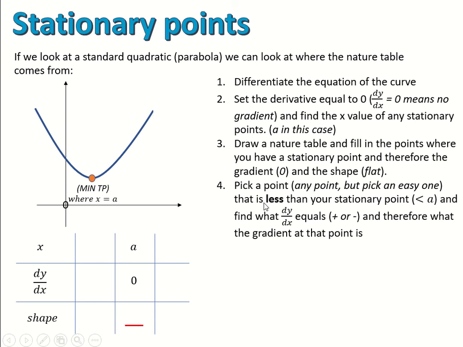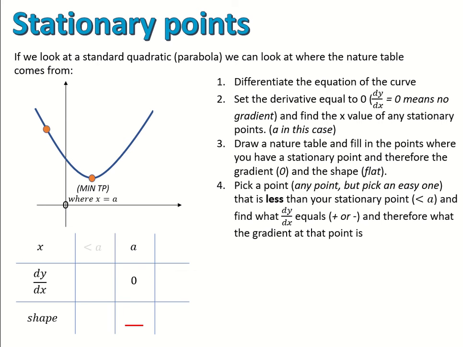But for the first part, you're going to have to pick one that's less than your stationary point, in other words, to the left of where the stationary point occurs. Then we're going to find what dy by dx equals. The main thing we're looking at is whether it's positive or negative. Because if it's positive, then the gradient is increasing. If it's negative, then the gradient is decreasing, in which case it tells us the shape.